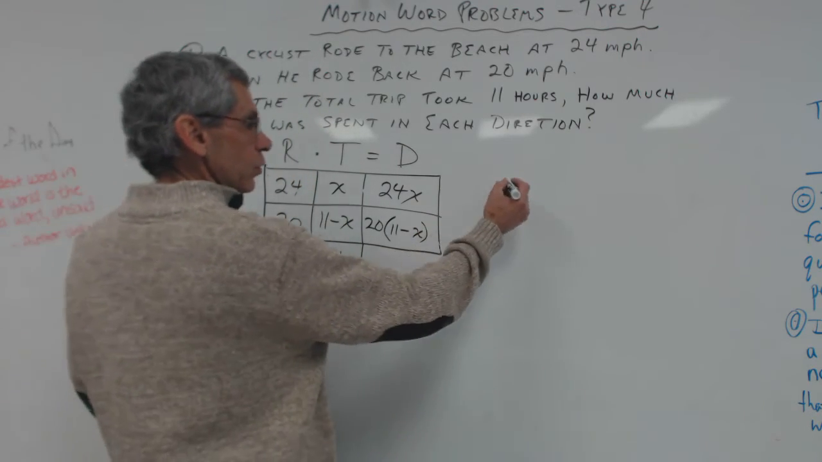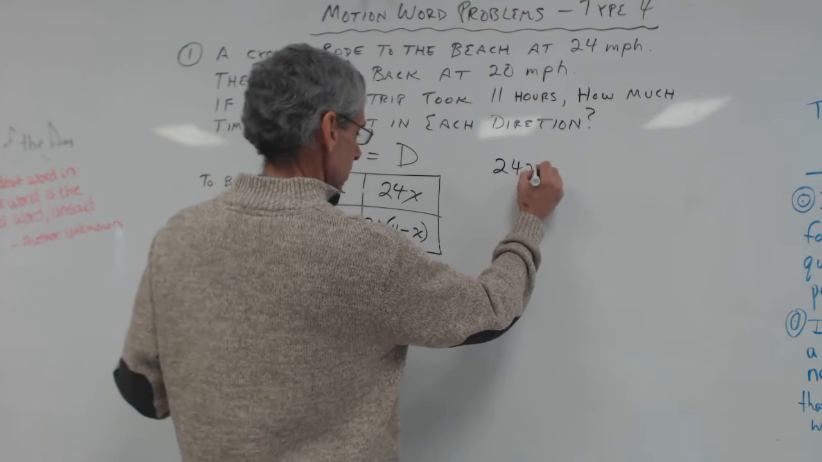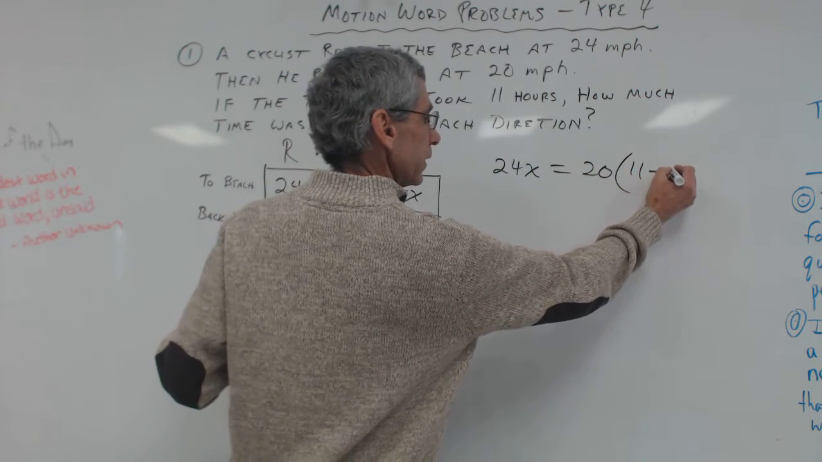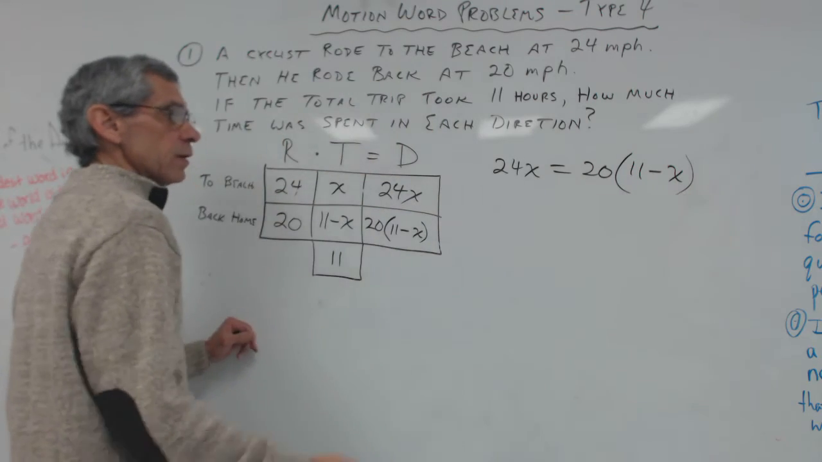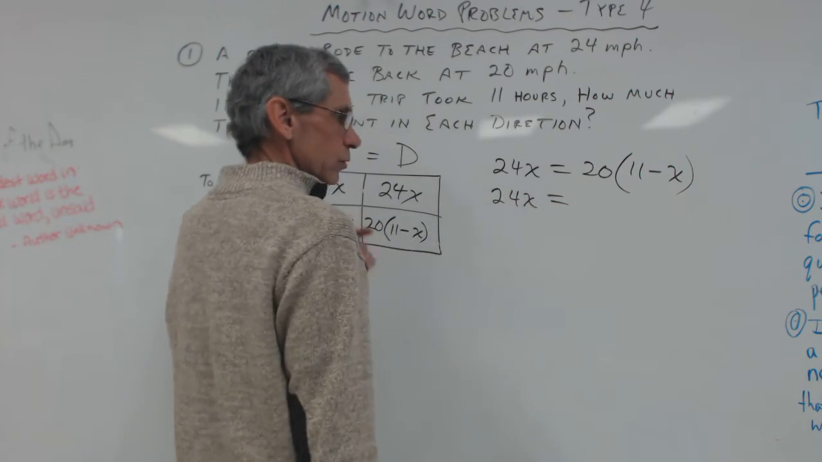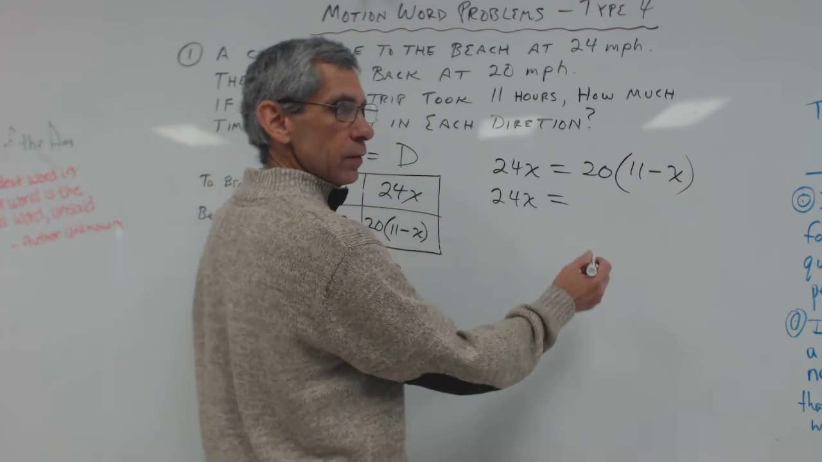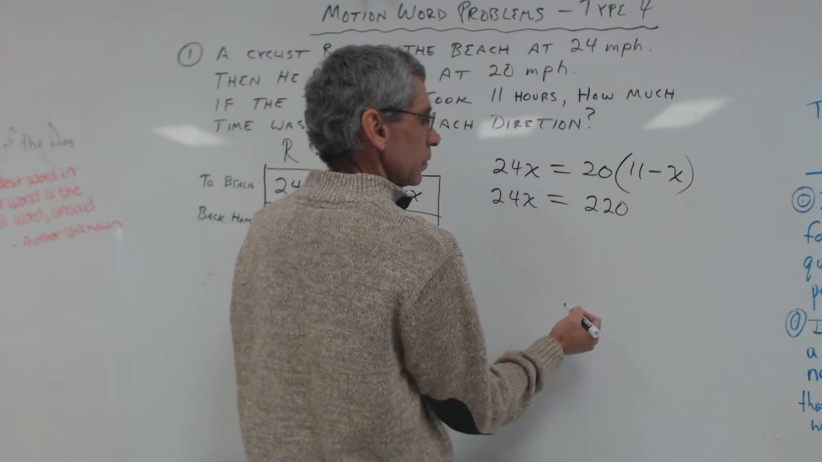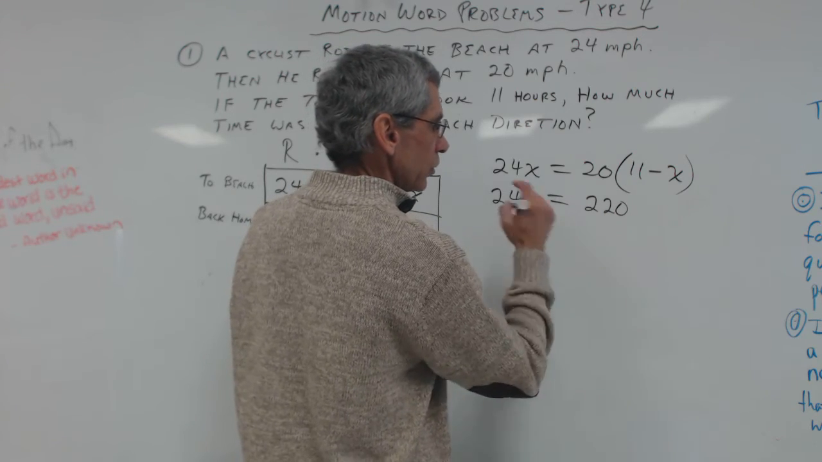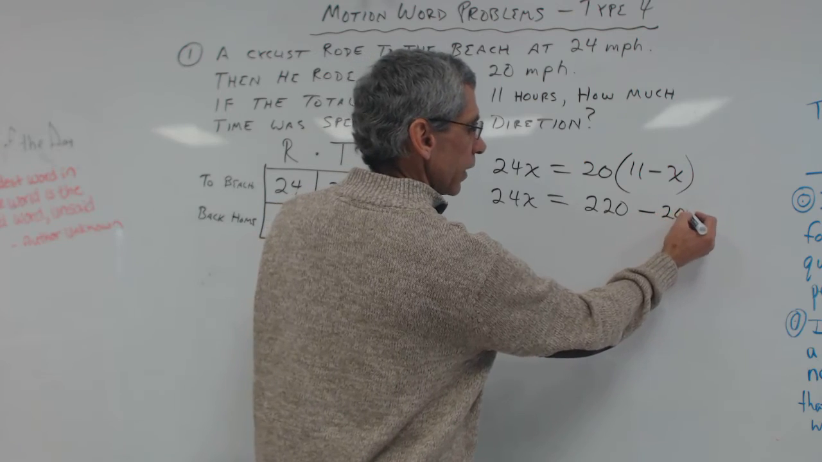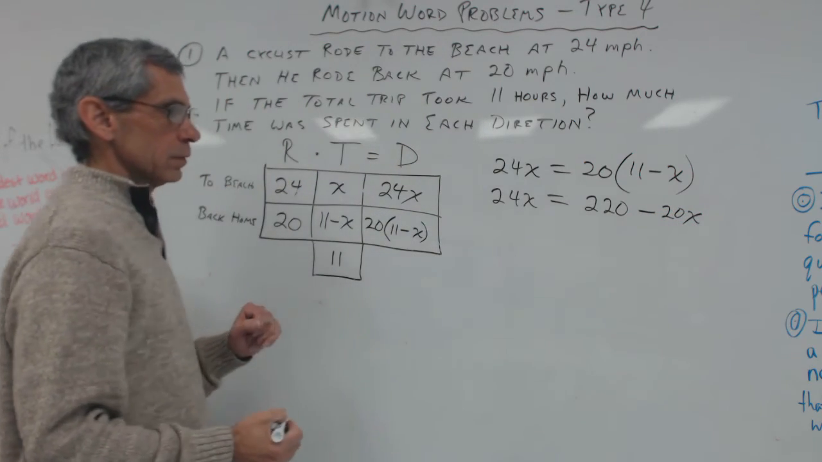All right, so we're gonna do that. 24x is equal to 20 parentheses 11 minus x. Okay, so let's get rid of our parentheses. 24x is equal to 220, sorry, 220 minus 20x. Okay, you're right on that for sure? Yeah, that's right. Okay, minus 20x, am I right?